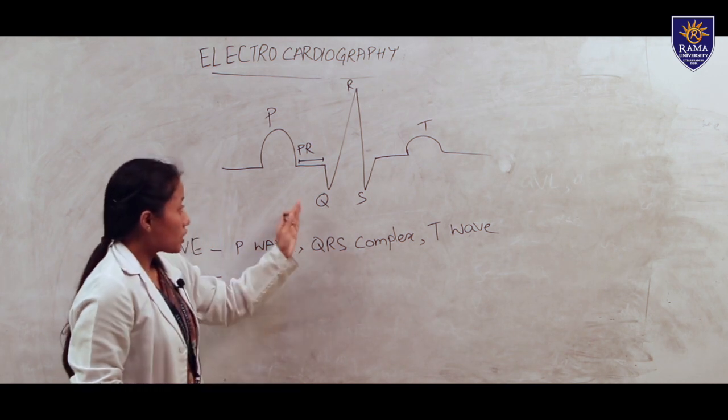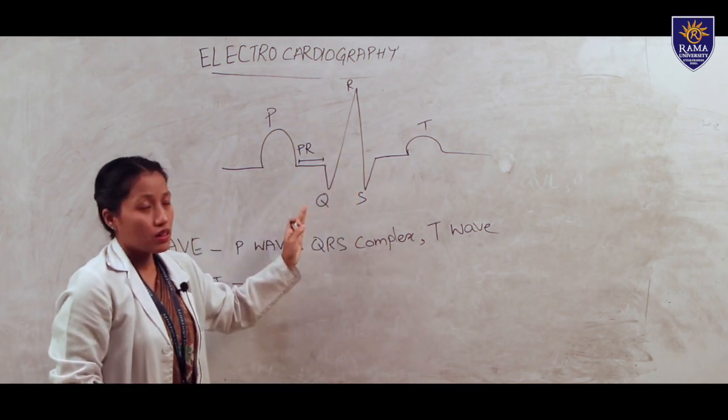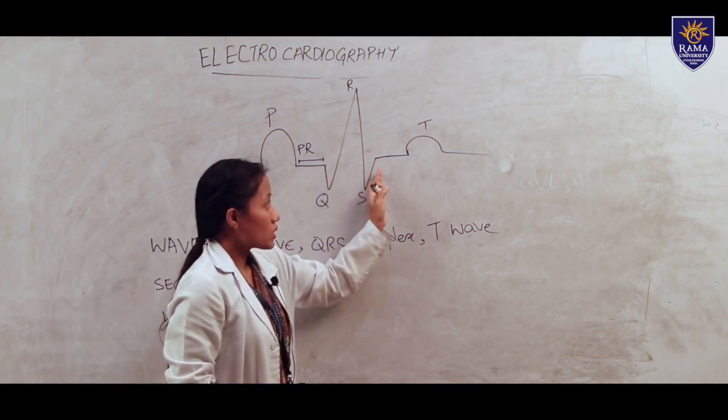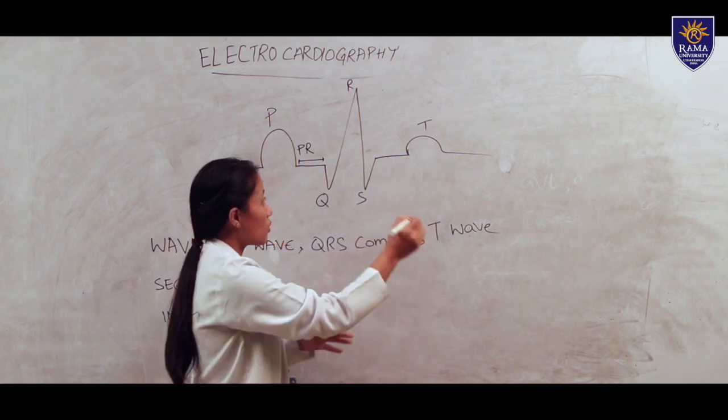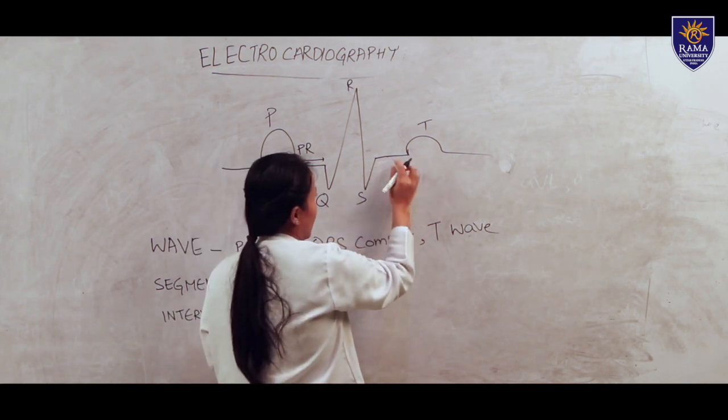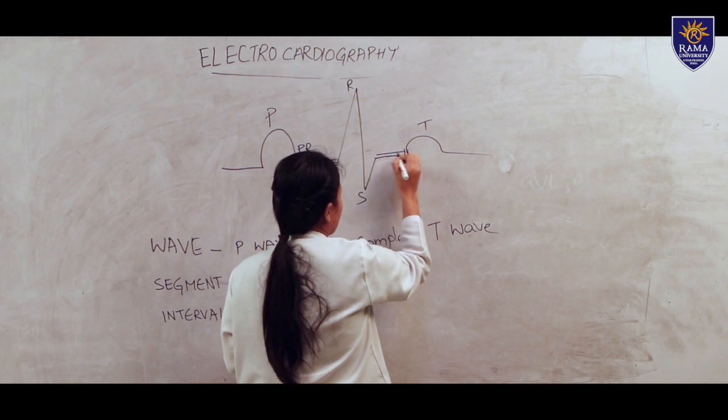After the QRS complex, that is ventricular depolarization, and before the ventricular repolarization, it forms an isoelectric line. This is known as the ST segment.